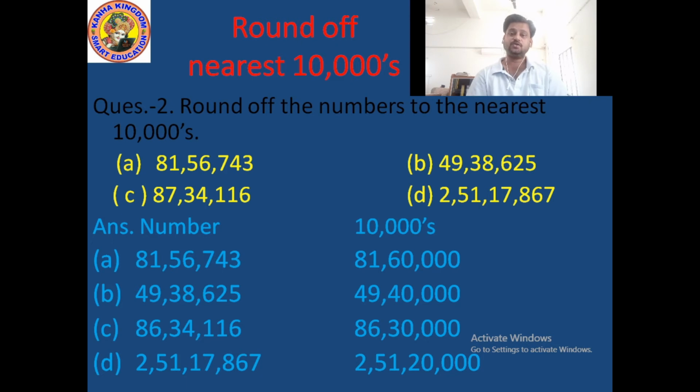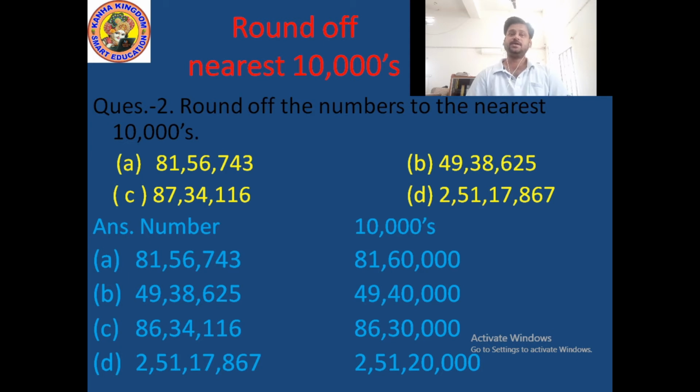So which digit is in the 10,000 place? 5 is in the 10,000 place. So you just add one more number in the 10,000 place, means 5 plus 1 equals 6, and whatever digits are in the lakhs place, it doesn't matter, you just write the same digits. So the exact answer of this part is 81,60,000. Clear? Okay, now move to B part of this question.